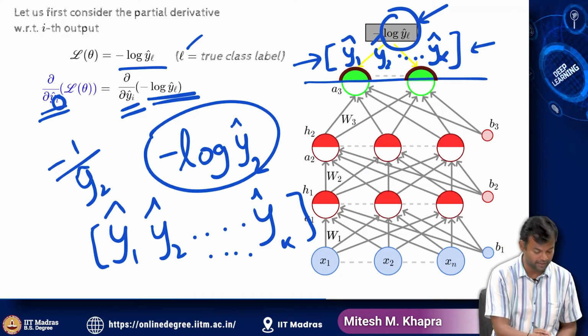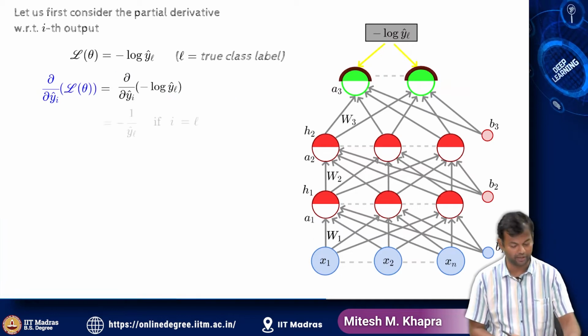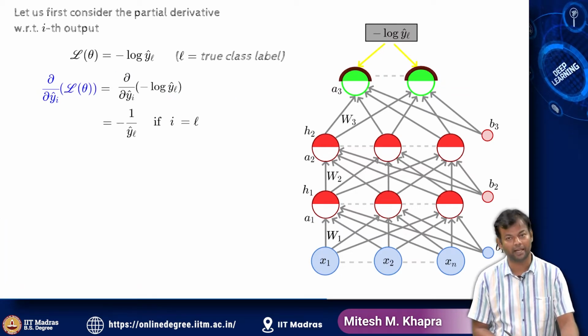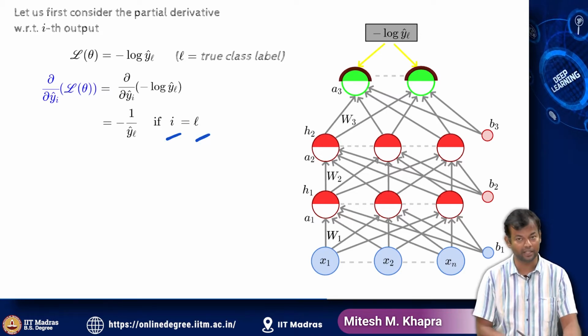So that's very straightforward. What does it mean? It's like an if-else condition. So this is going to be equal to minus 1 over y hat L if i and L happen to be the same.